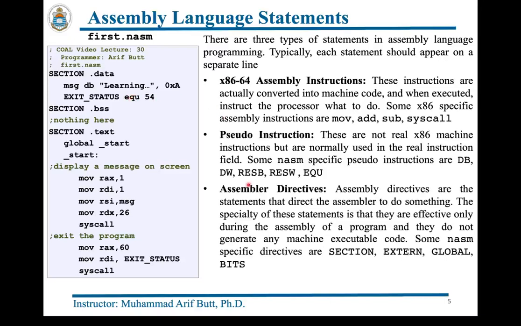The third type are the assembler directives. Assembly directives are the statements that direct the assembler to do something. The speciality of these statements is that they are effective only during the assembly of a program and they do not generate any machine executable code. Some NASM specific directives are section, extern, global, bits, and so on. You can see the section directive over here and the global as well.